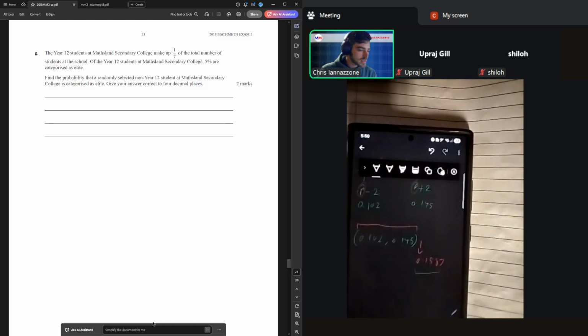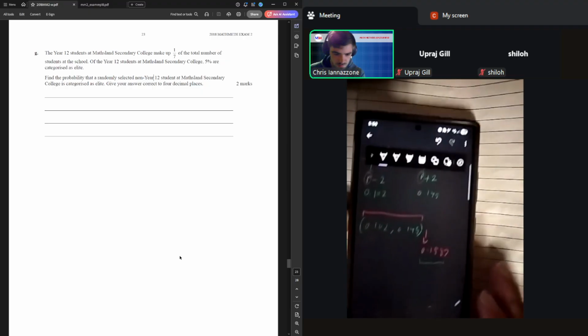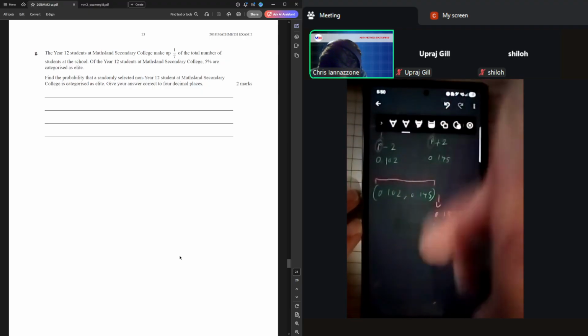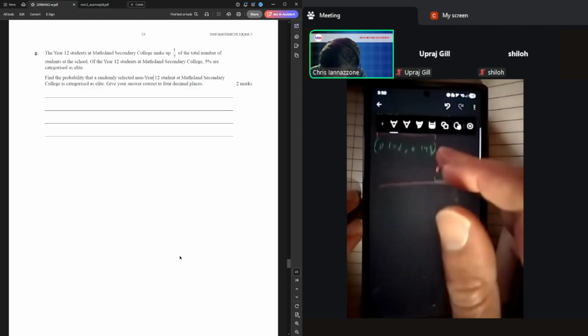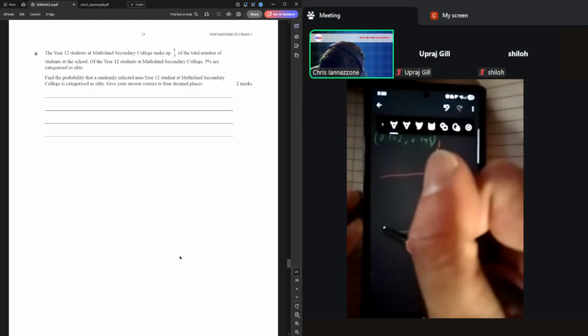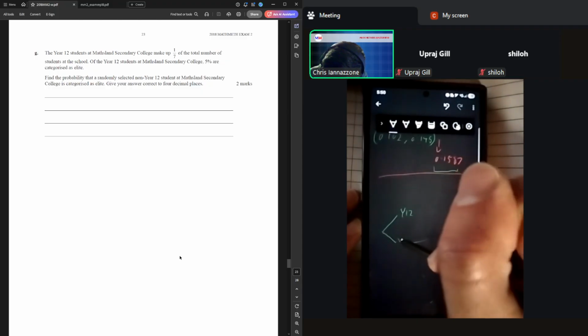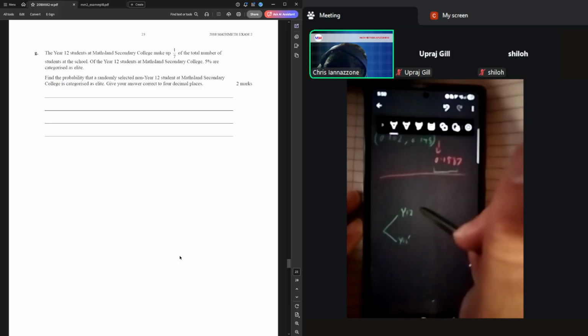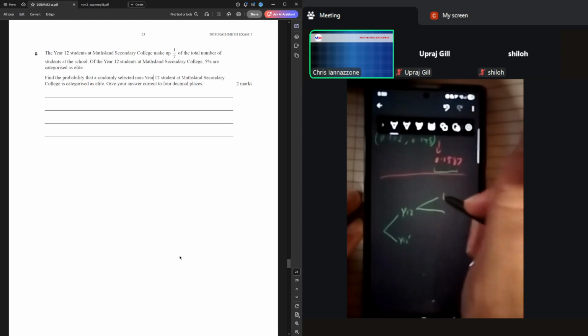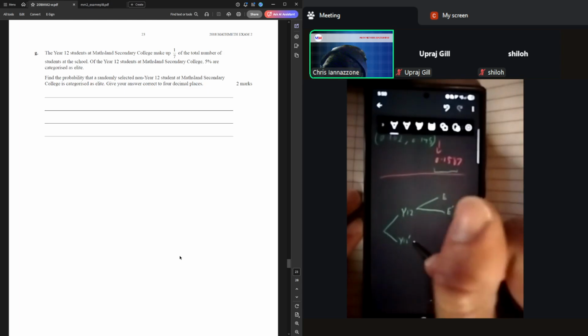It's probably slightly more effective to work off a tree diagram, because there's a somewhat natural sequence involved. You've got the probability of being Year 12 and not Year 12. That'd be the first thing you check. Year 12, and not Year 12. And then from there, they're either elite or non-elite.